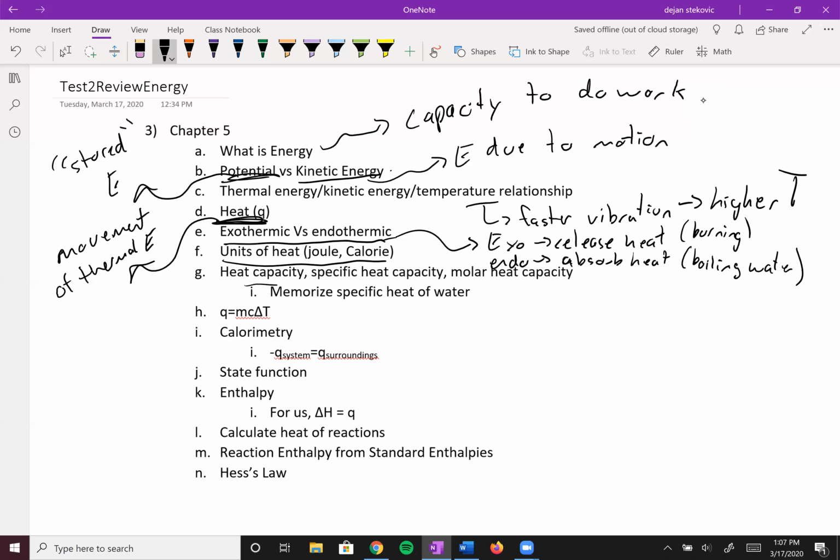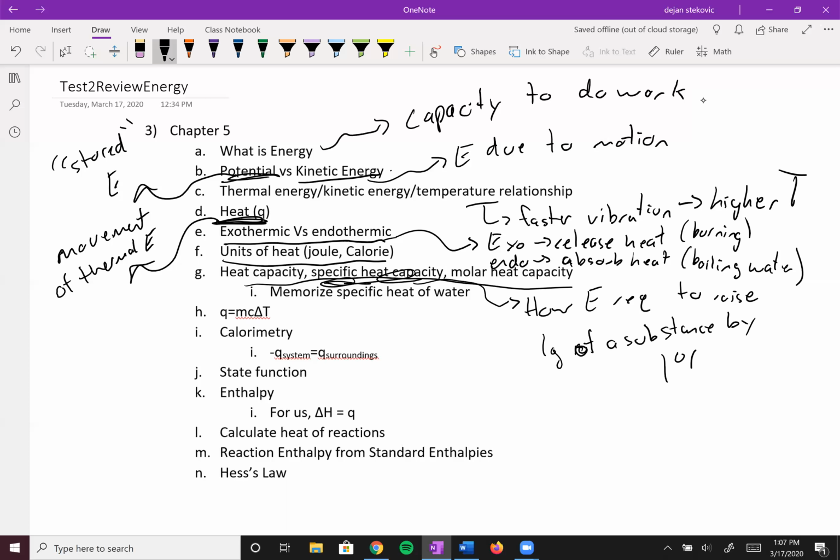Specific heat capacity, really the main one we talk about, is how much heat, or how much energy, is required to raise 1 gram of a substance by 1 degree Celsius. The regular heat capacity is just how much heat is required to increase the temperature of the substance by 1 degree Celsius. It doesn't have this gram specification. And then the molar, instead of 1 gram, it's 1 mole. And you actually don't have to memorize the specific heat of water. I'll give you that on the test.